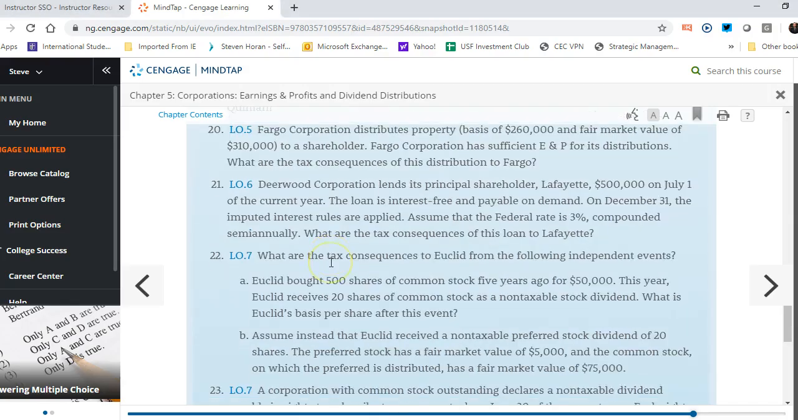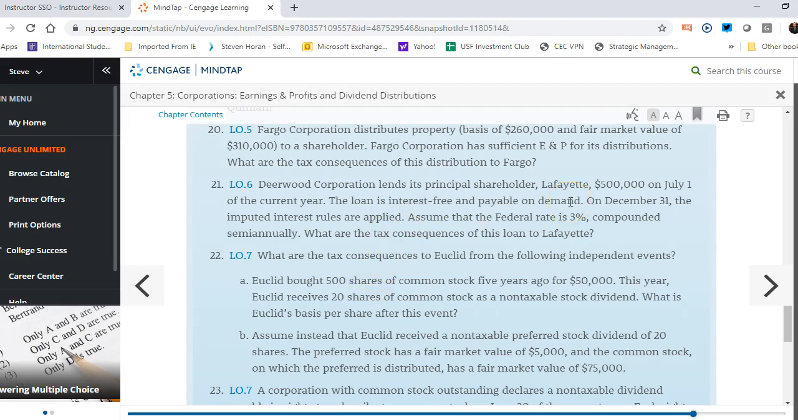Okay, question 21 is about Deerwood. And it says here, Deerwood Corp lends its principal shareholder Lafayette $500,000 on July 1. The loan is interest-free and payable on demand. On December 31, imputed interest rules are applied. Assume that the federal rate is 3%, compounded semi-annually. What are the tax consequences of this loan to Lafayette?